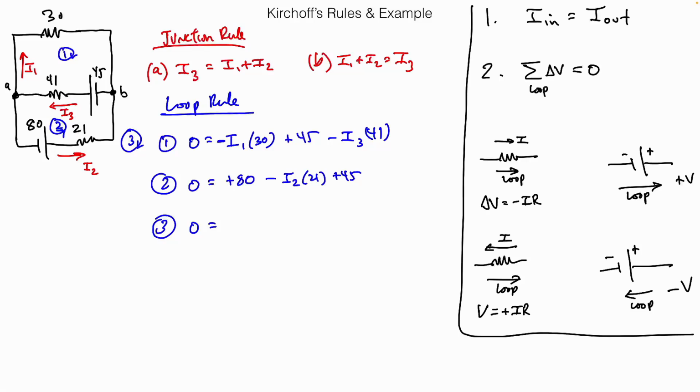And then I get to B and I turn and I go through the battery in the forward direction, so that's positive 45. And now I get to the 41 ohm resistor. I3 is pointed to the left. I'm walking to the left, so what am I going to write down? Negative I3 times, what was it, 41?